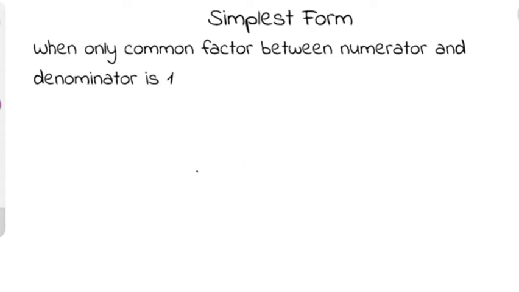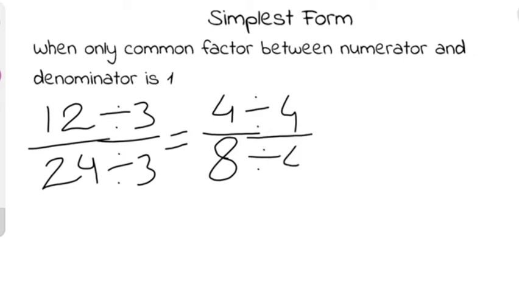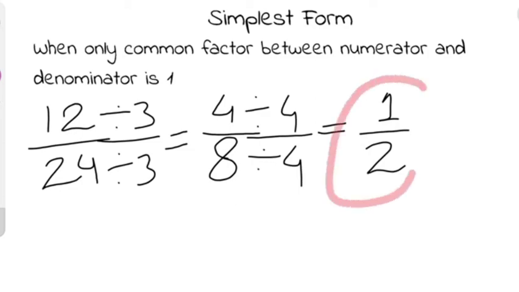Let's take another example. For example, 12 upon 24. Here I have taken the common factor 3. So 12 divided by 3 will bring us 4 and 24 divided by 3 will give you 8. Now the common factors between 4 and 8 are 2 and 4. So if you are taking the highest common factor, that is 4, then divide 4 by 4 and 8 also by 4. The result will be 1 by 2. Now 1 and 2 do not have any other common factor.